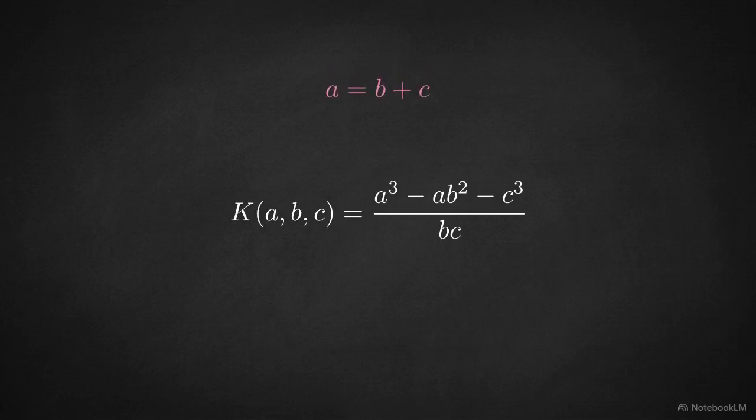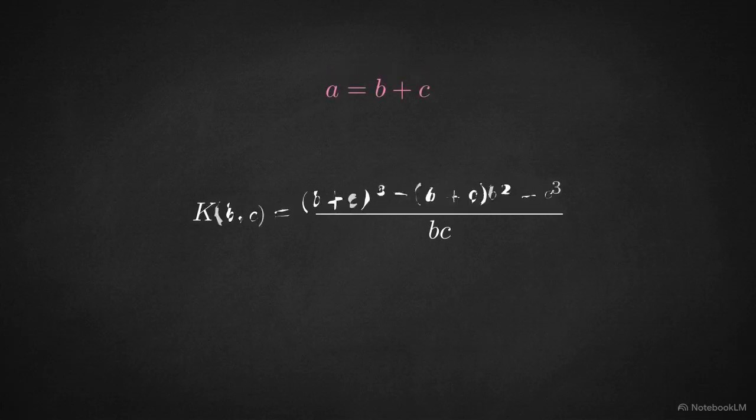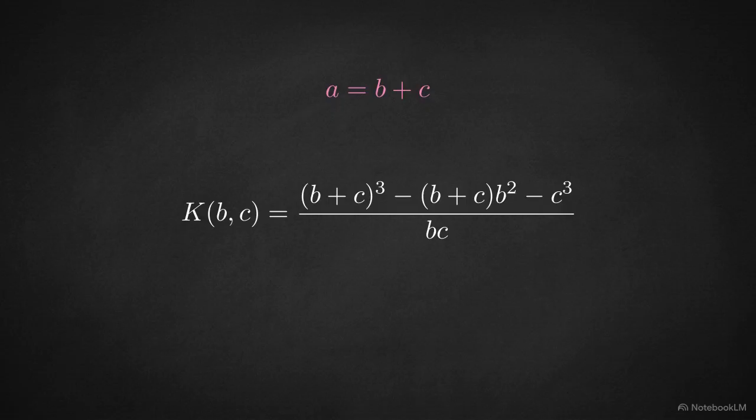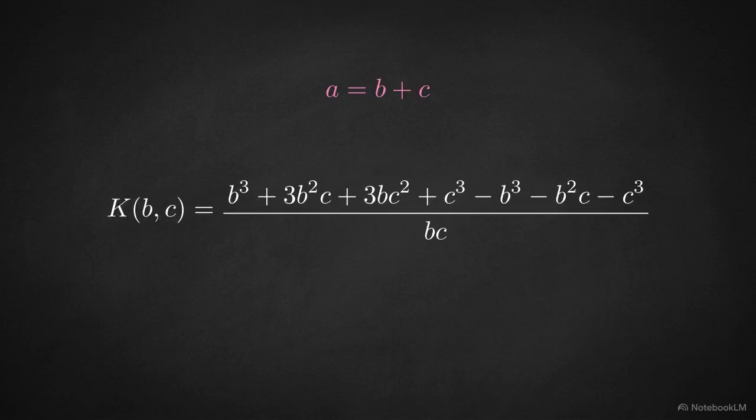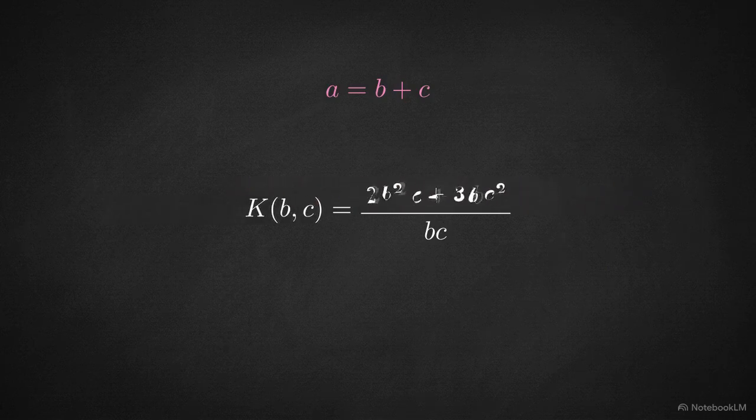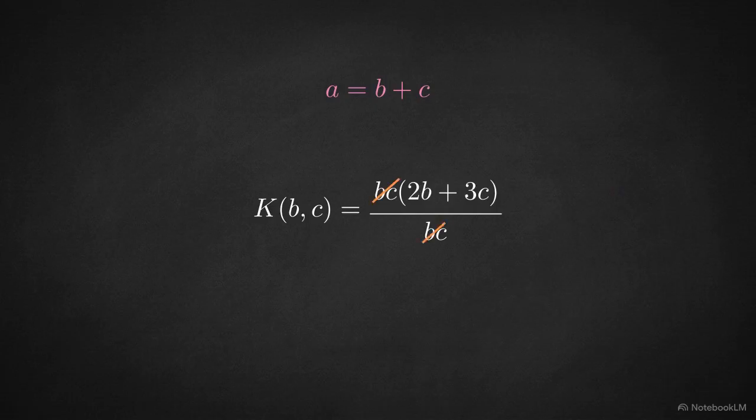phase line. The Konrad volumetric functional is defined for any triple where the first variable a equals the sum of b and c. We begin the reduction by substituting b plus c for a in the numerator and expanding the resulting cubic polynomials. This expansion generates tail terms, including cubic powers of b and c.